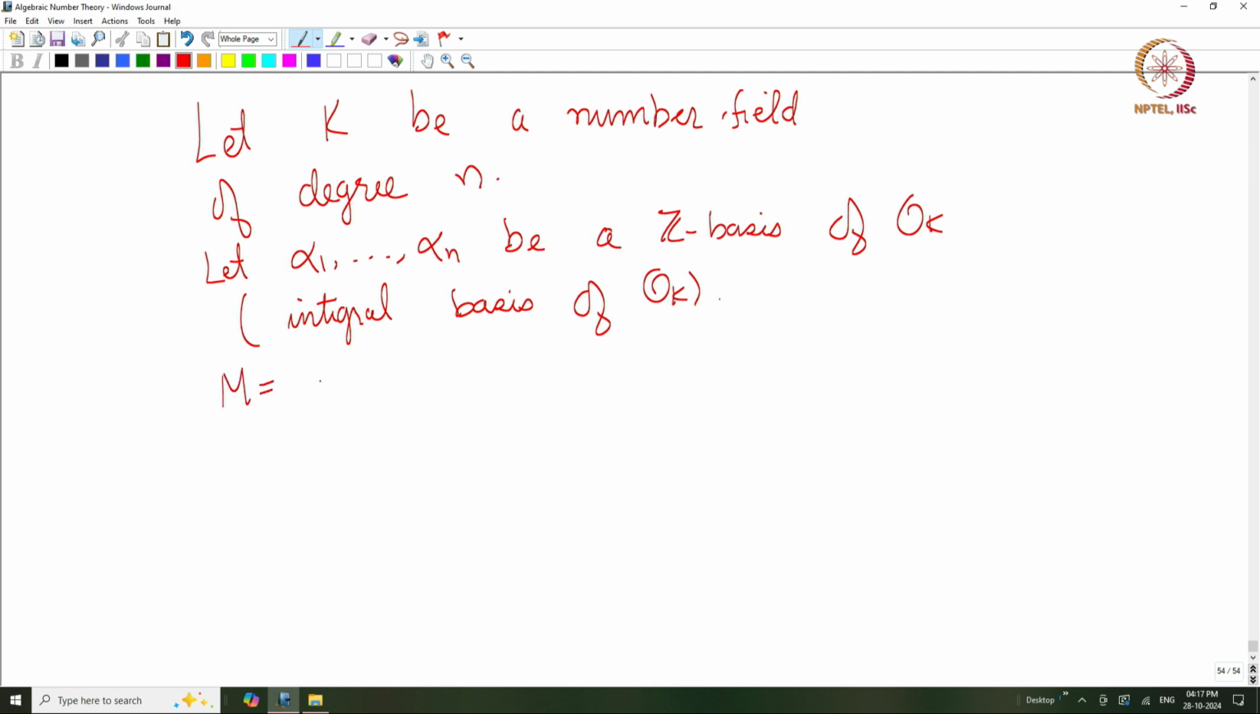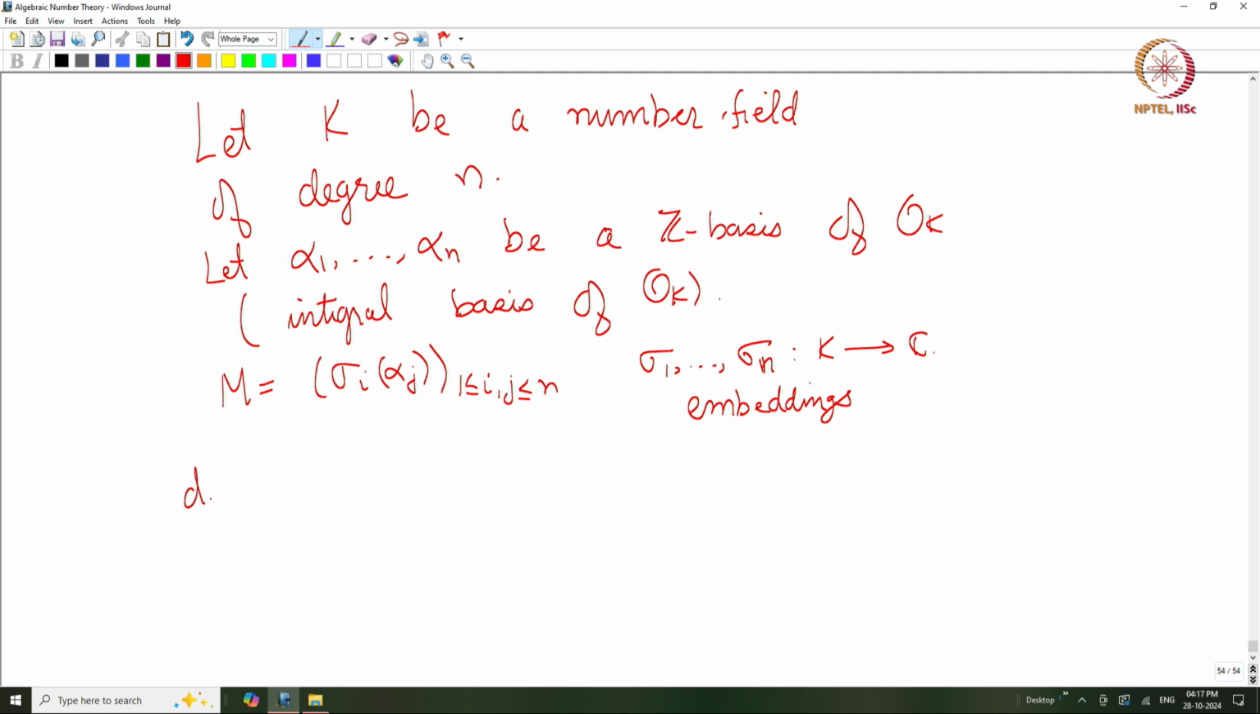and we put M to be sigma i alpha j. This is an n by n matrix, right. So, sigma 1 up to sigma n, these are embeddings of K into C. Okay. So, these are field embeddings, and discriminant dK was defined to be determinant of M squared, which is same as determinant of M transpose M, and as an exercise I told you to show that this is determinant of trace from K to Q of alpha i alpha j.